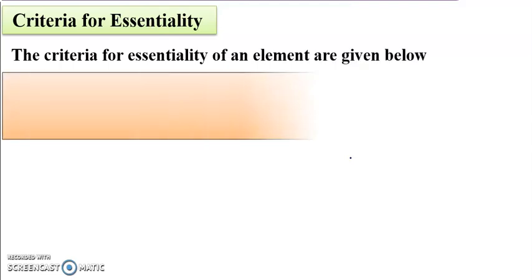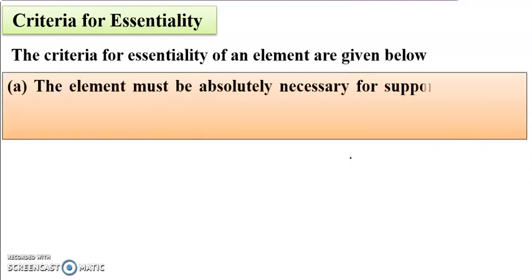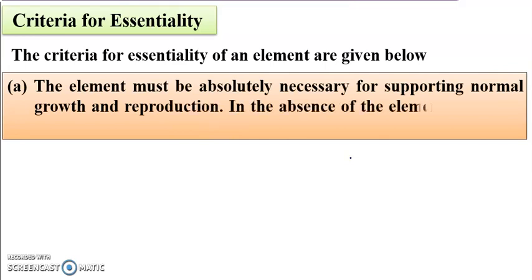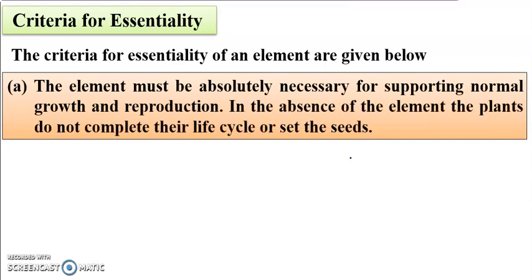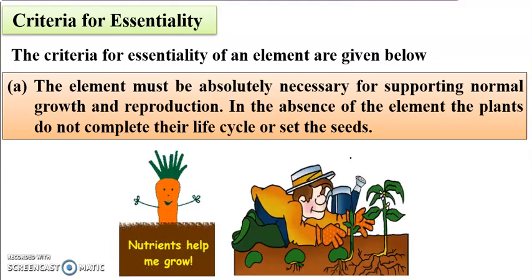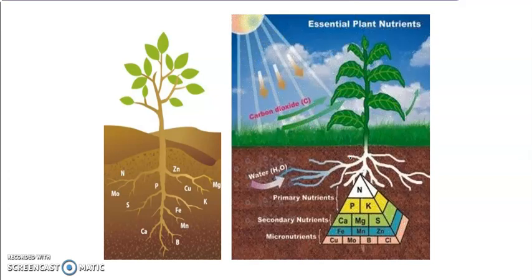The first criteria is that the element must be absolutely necessary for supporting normal growth and reproduction. In the absence of the element, the plant cannot complete its life cycle at all. This means the element is so important that the major activities of the plant's life cannot happen without it. In fact, if this element is not there, they will not happen. So that is the first criteria for essentiality. Among them, then, you have many.